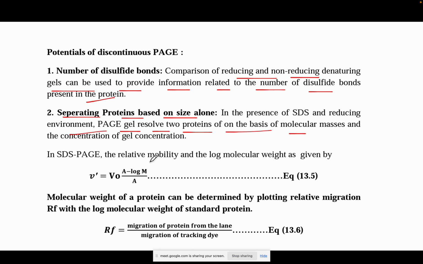In SDS PAGE, the relative mobility and the log molecular weight are related as V' = V0 (A - log M / M_A). The molecular weight of the protein can be determined by plotting relative mobility, relative migration, which is Rf, against the log molecular weight of standard proteins. Rf equals migration of protein from the lane divided by migration of tracking dye. As you add bromophenol blue, you will be tracking the migration of the dye also, and you will have the migration of protein from the lane. So this is the relative mobility.